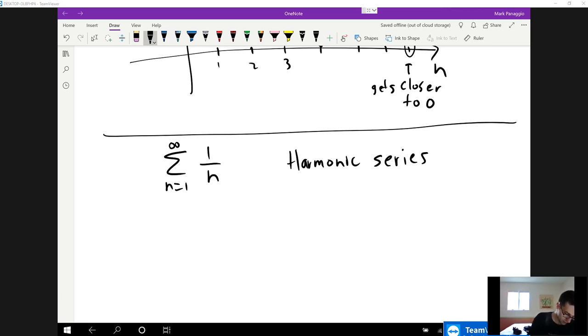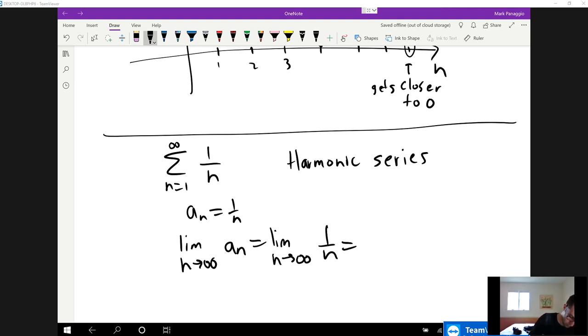Okay, so first off, let's think about our nth term test. The nth term test says that if the terms do not go to 0, then we can stop. We know the answer, it must diverge. So an, the thing that we're adding up, is 1 over n. If we take the limit as n goes to infinity of an, we get the limit as n goes to infinity of 1 over n, which is 1 over something really big, gets close to 0. And so the nth term test tells us well, nothing, right? The nth term test only tells us something if we get something other than 0. This is just going to be inconclusive.